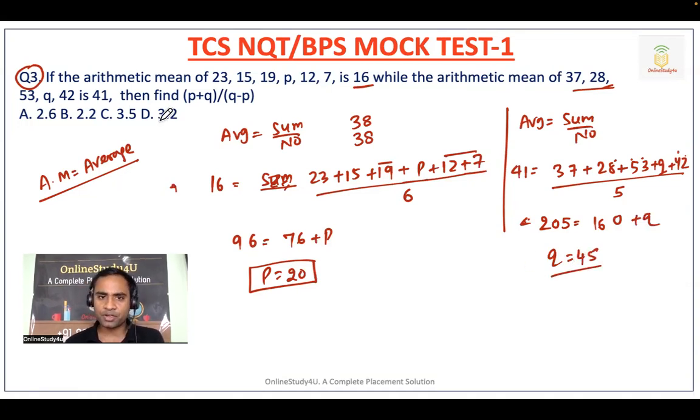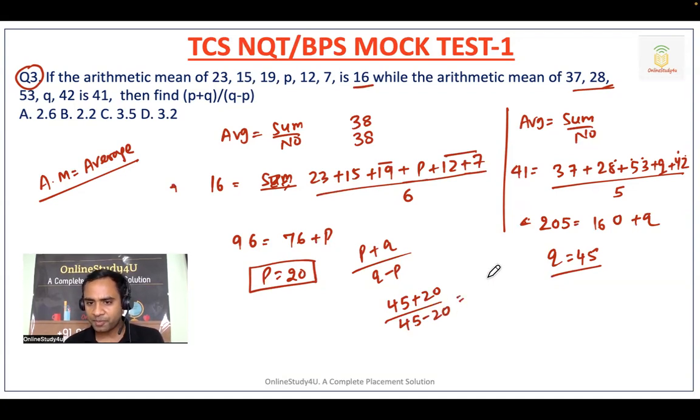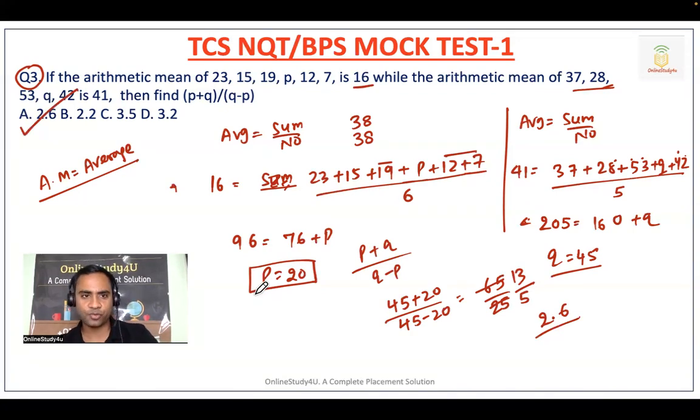We got p, we got q. Now they're asking for p plus q divided by q minus p. So 45 plus 20, divided by 45 minus 20. This will become 65 divided by 25, so 13 and 5. So 5 twos are 10 and 5 sixes are 2.6. That's all. Option A will be the correct answer for question number 3.